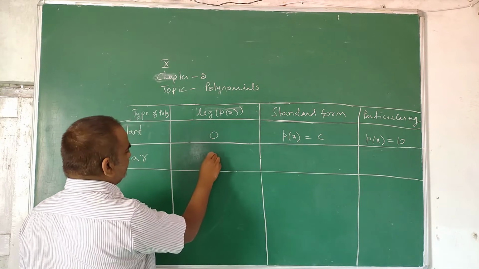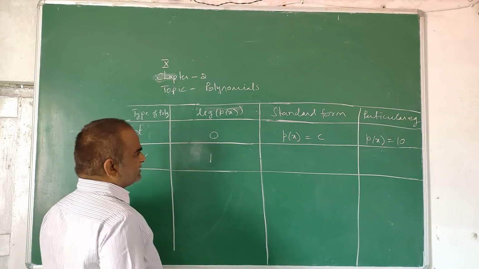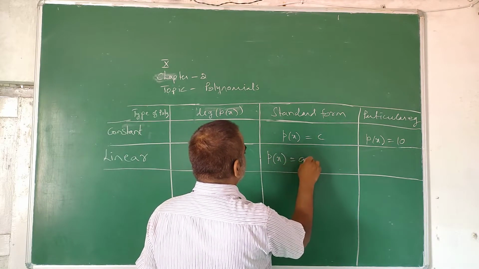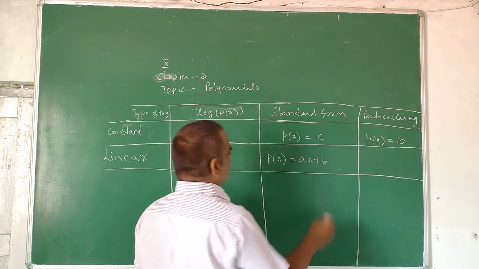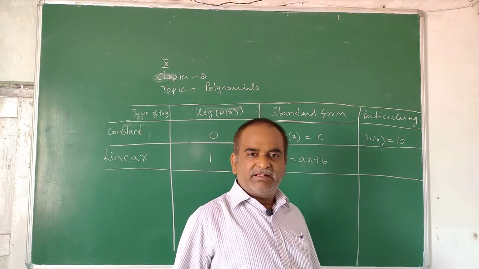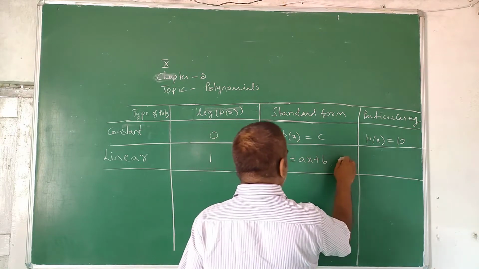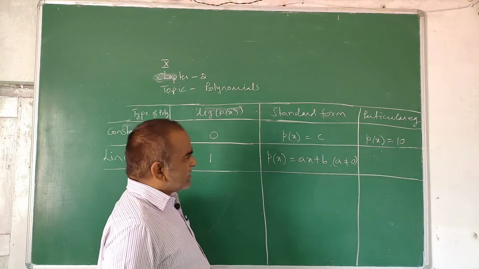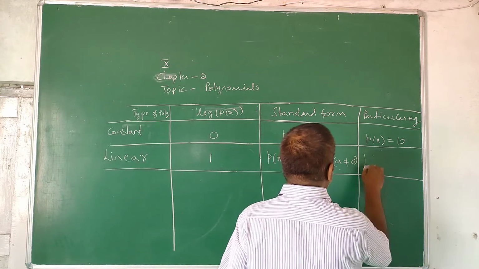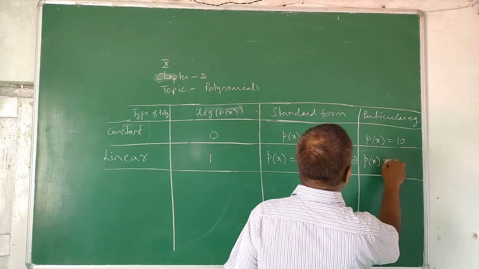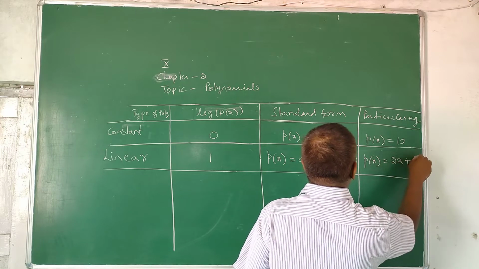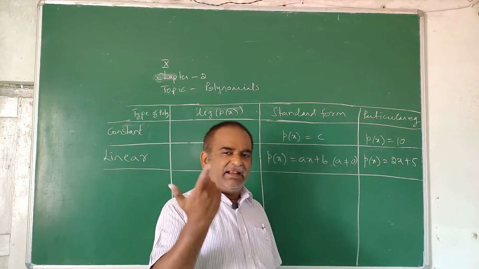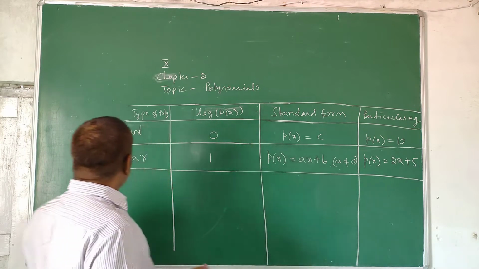So the degree of a linear polynomial is 1. The standard form of a linear polynomial is p of x is equal to ax plus b, where a is not equal to 0. A particular example for a linear polynomial is p of x is equal to 2x plus 5. One particular example only we are taking.